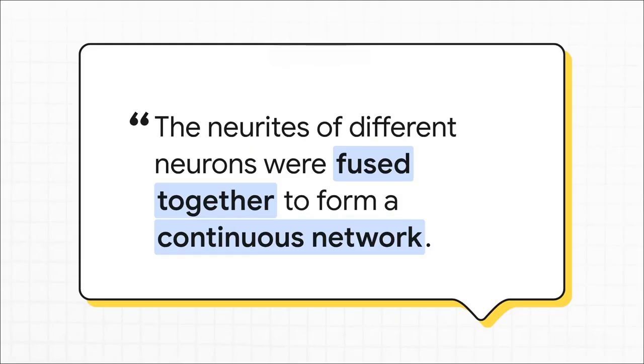Golgi was absolutely convinced that the brain was one giant continuous web. He thought all those neurites were physically fused together, kind of like the veins and arteries in our circulatory system, just one single interconnected superhighway of information.